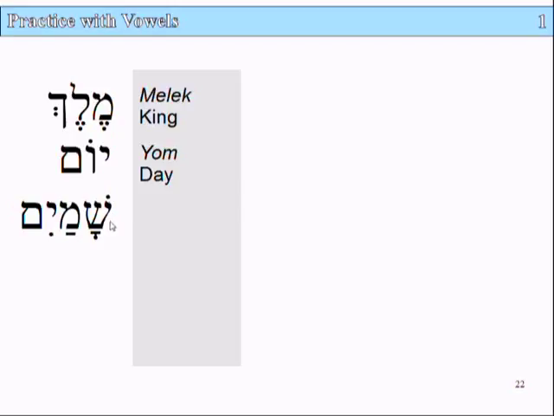So this is the letter shin, and it's got a little T-looking symbol, which is called a kametz, and it has an ah sound. This is a patach, and it also has an ah sound. They're more or less the same sound, just as in father. So this is a sh with an ah-sounding vowel.